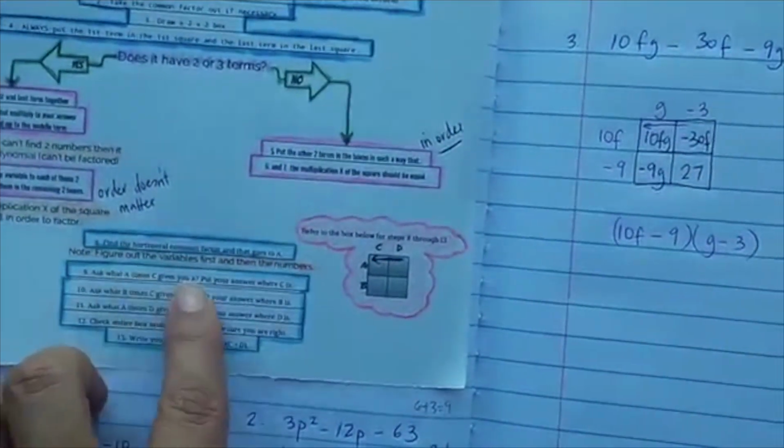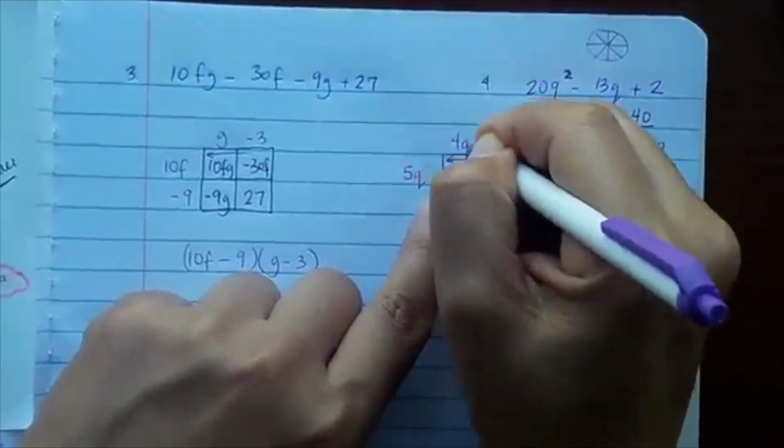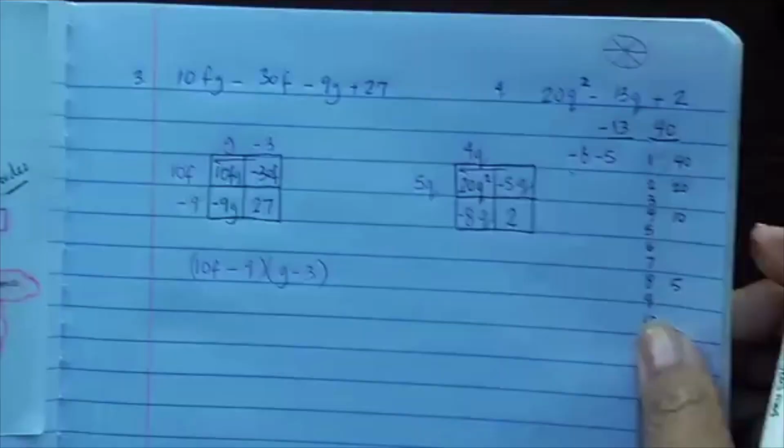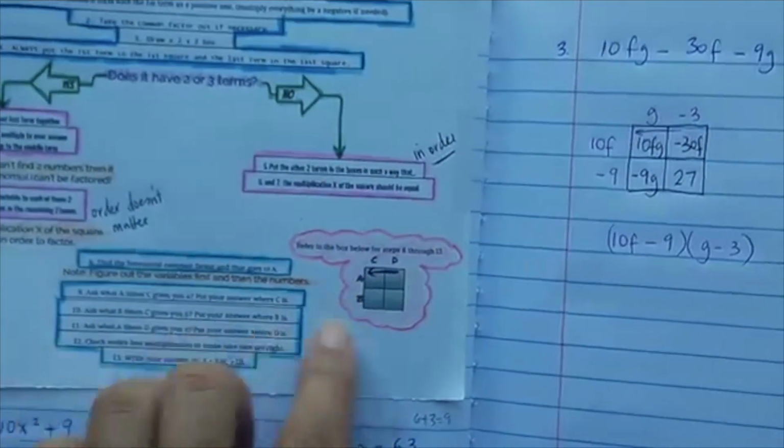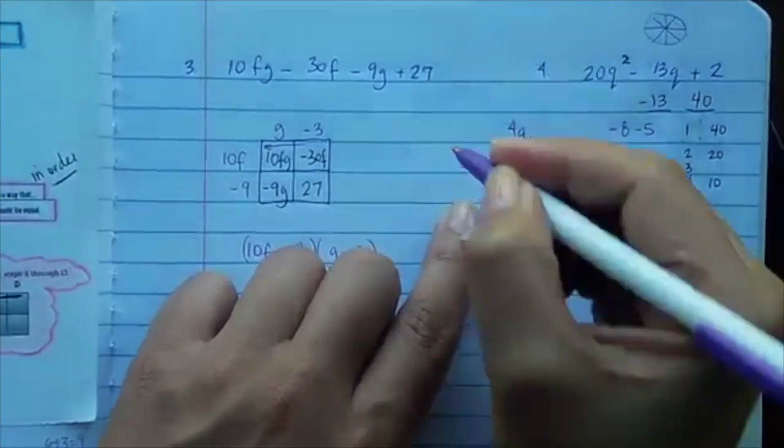And then 5Q times something is 20Q squared, so I'm missing a 4Q. This is a listening check. Shade in the box with 20Q squared where my finger is. Then blank times 4Q is negative 8Q, so I'm missing negative 2.